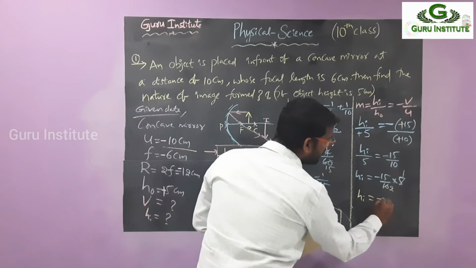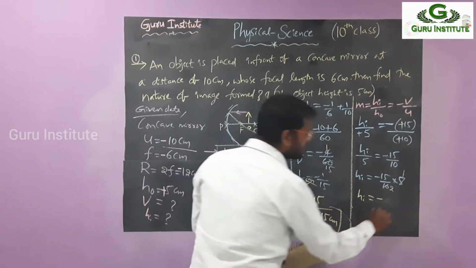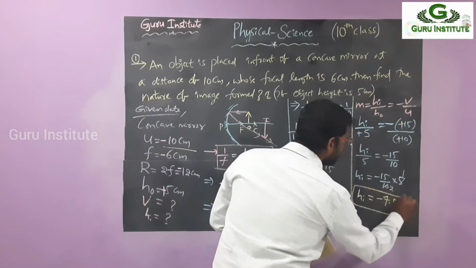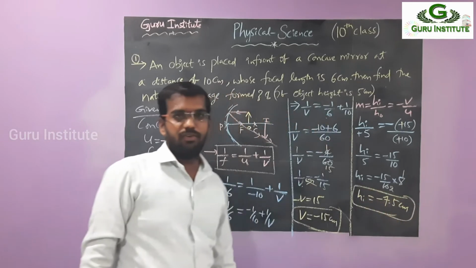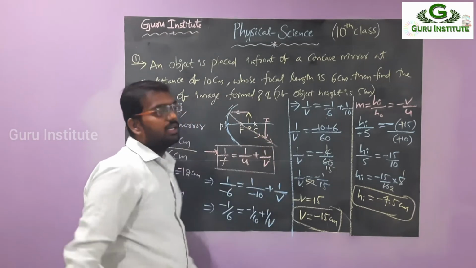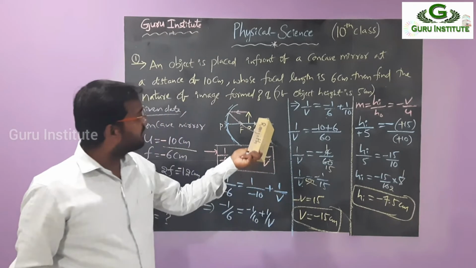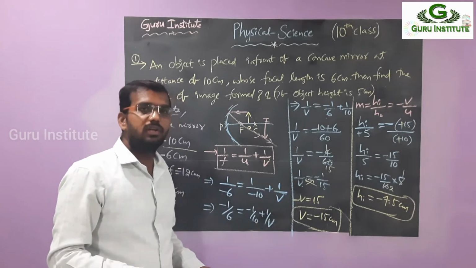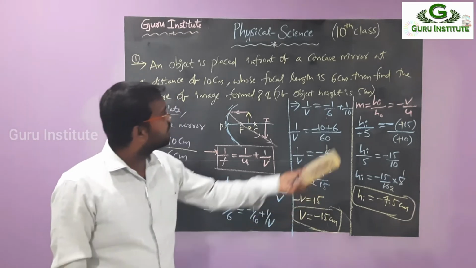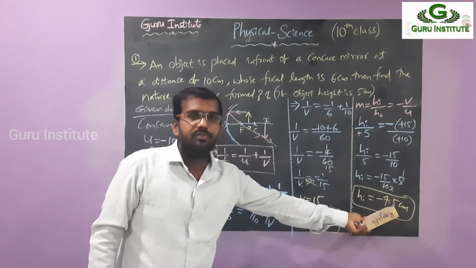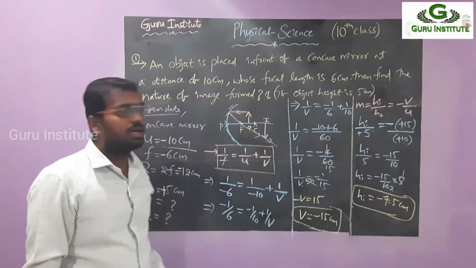Minus 15 by 2, how much? 7.5. So the answer is 7.5 centimeter. So this minus indicates that it is an inverted image. If it is positive, that is an erect one. So already we have the inverted one. Then what do you get? From the picture, the image size is enlarged. If you get a larger size, that means a larger value for the image, your answer is correct. Observe this. Object size is 5 centimeter. You are getting 7.5. It is above or not? So from this, your answer is correct.